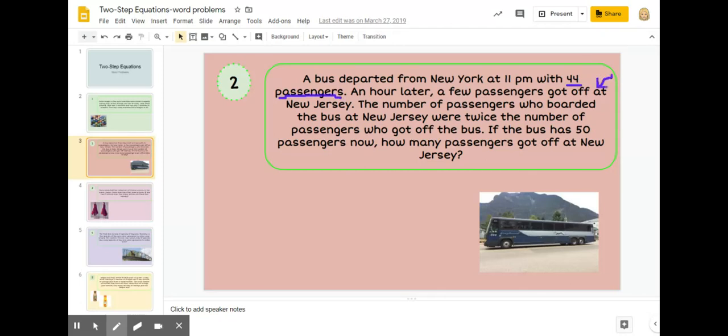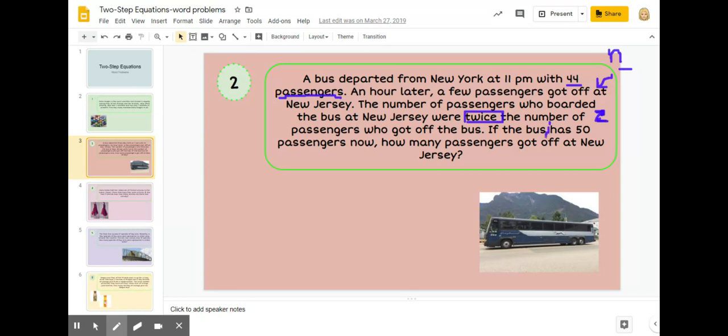Okay, so they got off. So we subtract them. The number of passengers who boarded the bus at New Jersey were twice, that means 2 times, guys, twice the number of passengers who got off. Okay, I think I've found our variable. The few passengers that got off in New Jersey, we have no idea. We'll just call that N for New Jersey. So we'd have to subtract them, but they were twice that number. Twice that number is who boarded. Twice means 2 times. Okay.